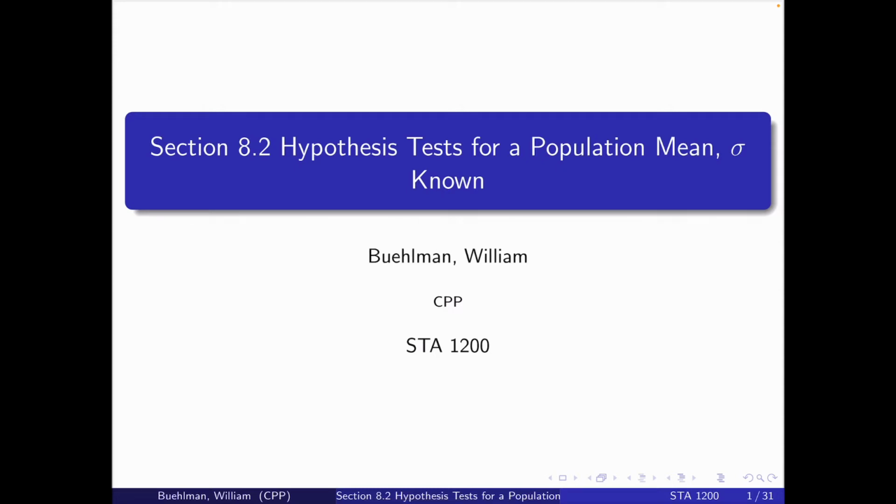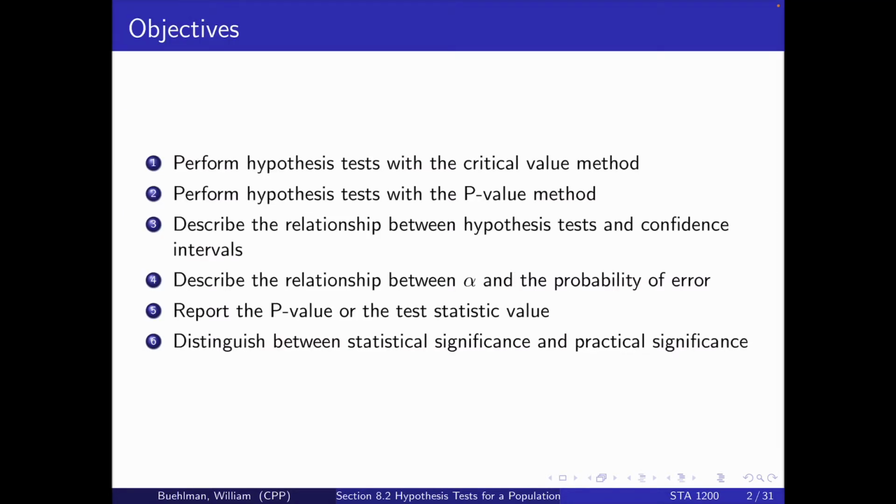I am your instructor William Buellman, and today we are covering section 8.2, hypothesis test for a population mean, sigma, the standard deviation, known. Our objectives for today are to perform hypothesis tests with the critical value method, perform hypothesis tests with the p-value method, describe the relationship between hypothesis test and confidence intervals, describe the relationship between alpha and the probability of error, report the p-value or the test statistic value, distinguish between statistical significance and practical significance.